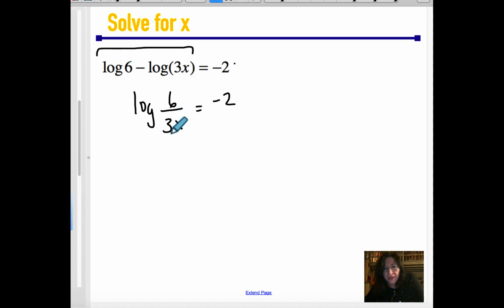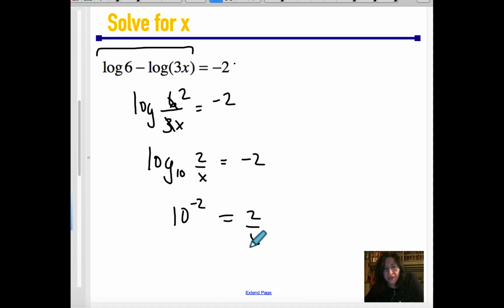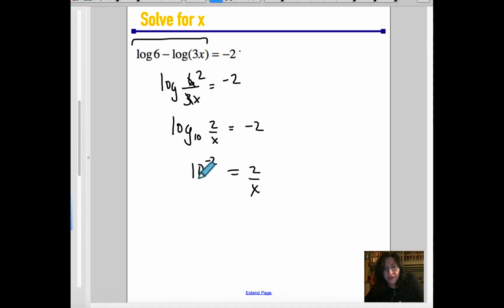Well, let's see. This makes 2. So let me rewrite that. So log base 10, I'm going to write the 10, of 2 over x is equal to negative 2. Base to across the equal sign is equal to 2 over x. So this is, what is that? 1 over 100 equals 2 over x. Cross multiply, we get x is equal to 200.